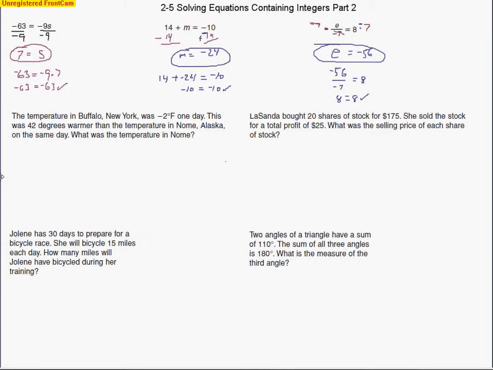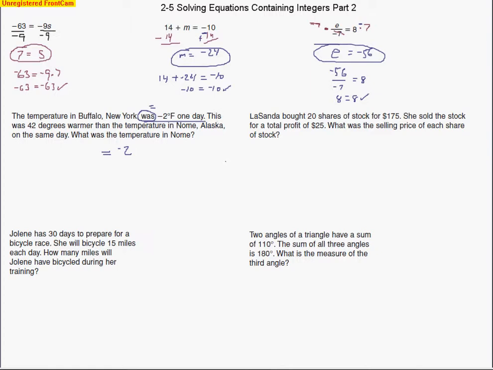Well, the rest of the problems are word problems such as these. So the whole idea is to write an equation and then solve. So it talks about the temperature in Buffalo, New York was negative 2 degrees Fahrenheit one day. Okay, this was is kind of like, well, past tense of is, and that means equals. So it is, or was in this case, negative 2 degrees. So it equals negative 2. So we'll start with that.